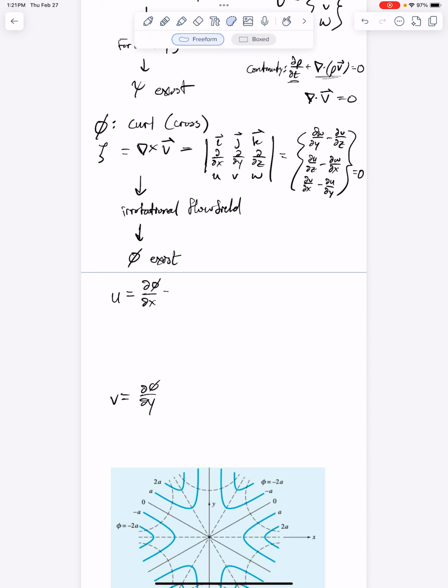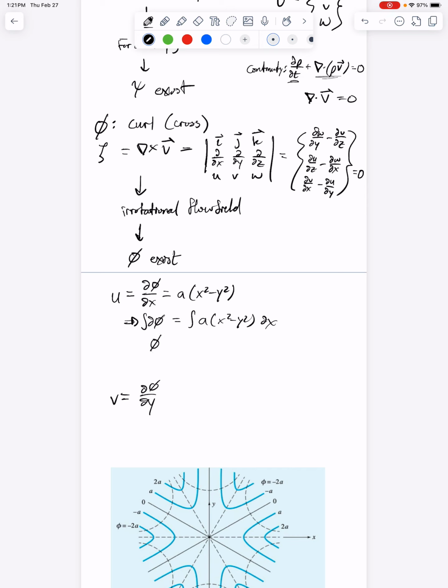So u, we saw, was given on top, but I'll write it down here: u is equal to a times x squared minus y squared. Separation of variables gives me dφ = a(x squared minus y squared) dx. Take the integral of both sides. I get that φ is equal to the integral of x squared, that's x to the power of 3 over 3. y squared is a constant, so just add x to it.